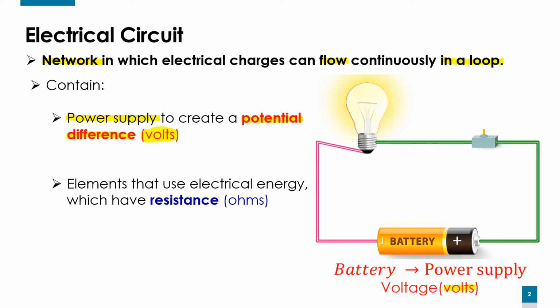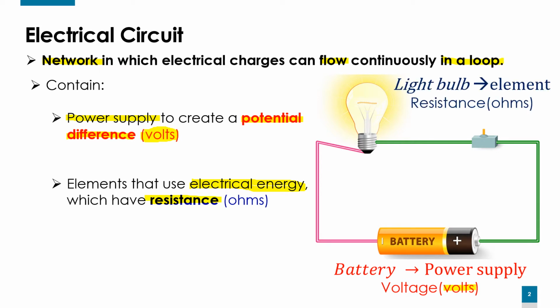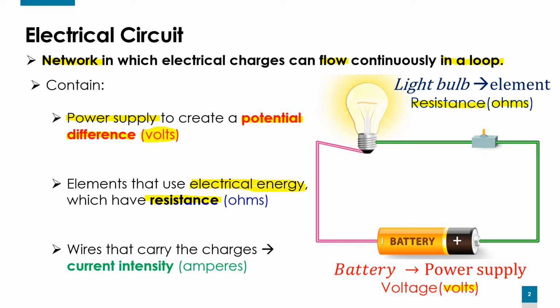Another component is my element, in this case my light bulb. This element uses the electrical energy and also provides some resistance to the electricity flowing. Okay, so when the current goes here, it turns on, but it's also a resistance for the current to flow. And this resistance we measure in ohms. So the light bulb is the element that provides some resistance to the current flow, and it is measured in ohms. I also have a class about this one only, so please refer back.